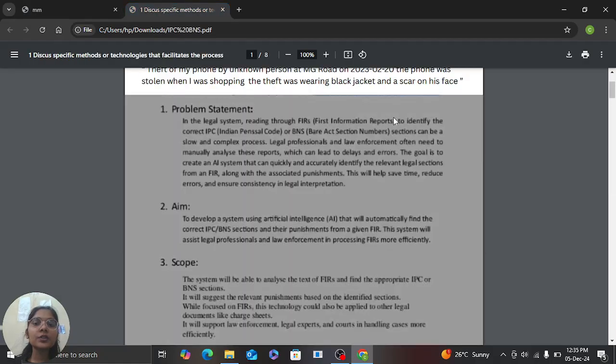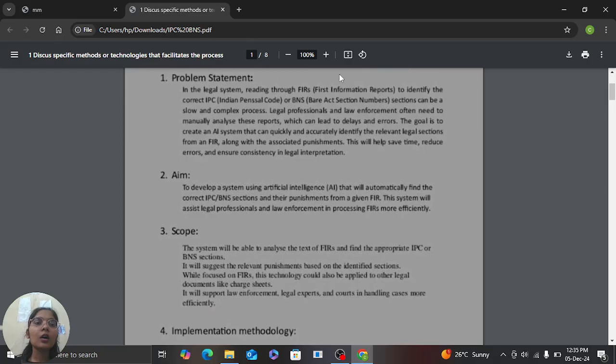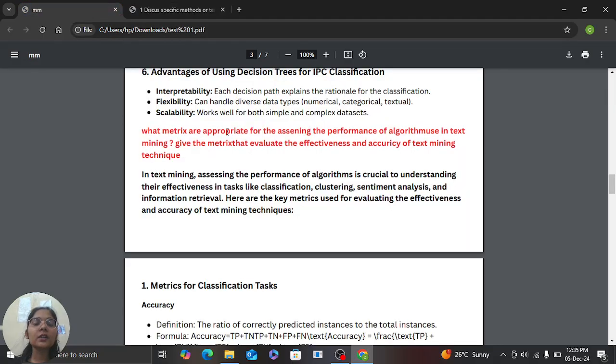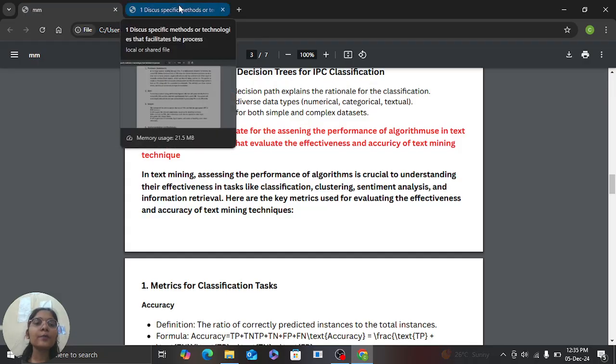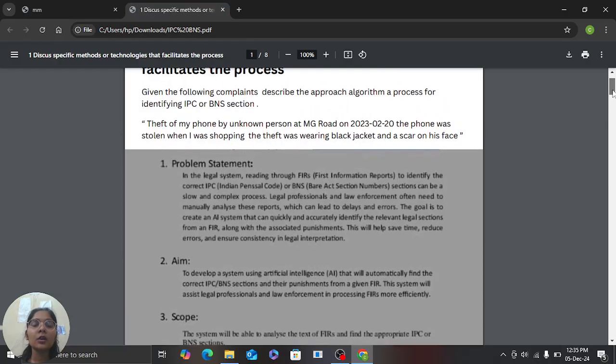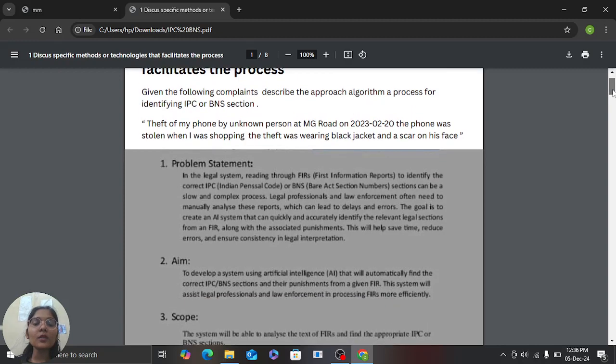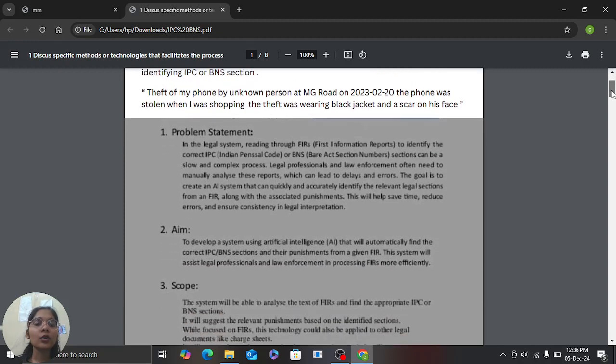And our first question is related to the IPC and the BNS section. I have already covered the IPC and the BNS section in another lecture, so I will cover here in short only the basic parts of this question. I have already discussed in detail in another lecture, so we will cover it in a very short note.